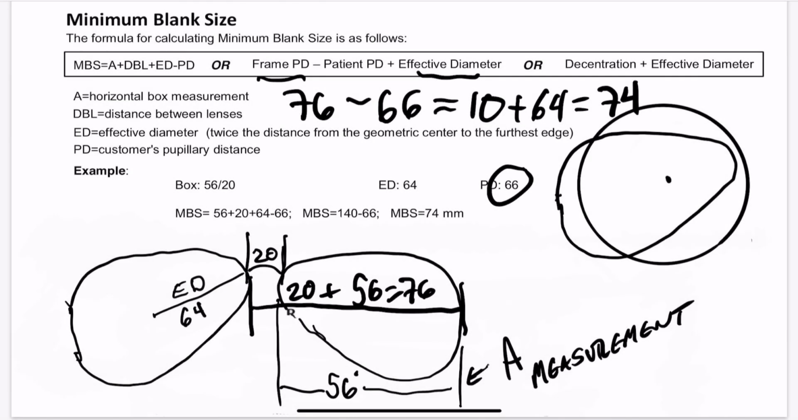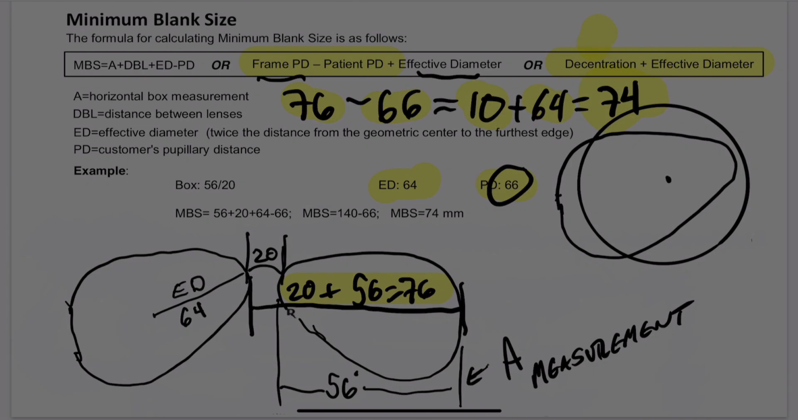Now, minimum blank size for the last formula is decentration plus effective diameter. Remember, as I said, all of these are interrelated. Effectively, the frame PD minus the patient PD, 76 minus 66, is the decentration. So in our case, 20 plus 56 equals 76, minus the patient PD of 66, gives us the decentration of 10, and then we add that to the effective diameter, 64, and again get the same answer of 74.